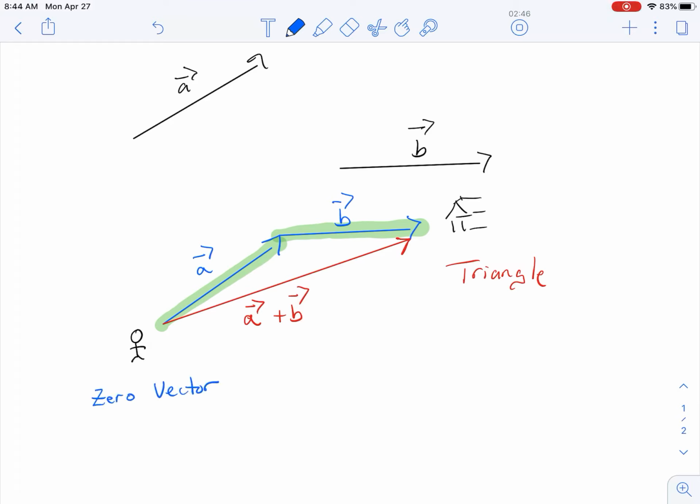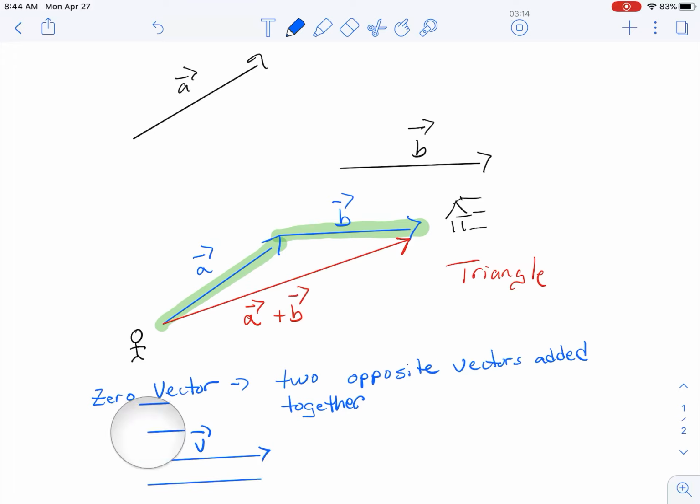So I want to take a second here. I want to talk about the zero vector. The zero vector is going to be two opposite vectors added together. So suppose you have vector V, and then you've got the opposite vector here. We already talked about in the last video, that's minus V. So if you were to add them, vector V plus minus vector V, that would give you the zero vector. In other words, they're going to cancel each other out.